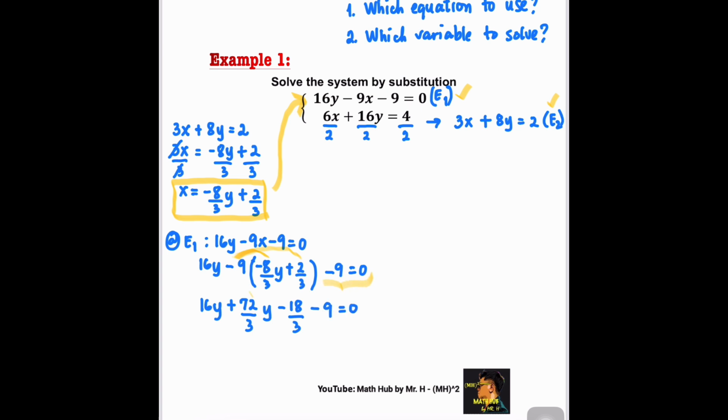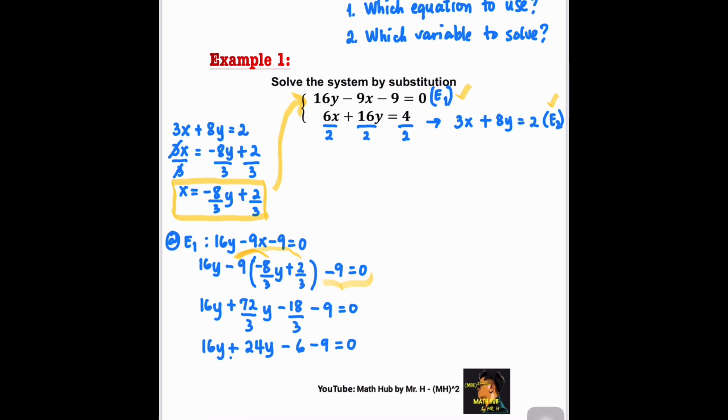Next is we simplify. Okay, we copy 16y plus here 72 divided by 3 is 24. 24y minus 18 divided by 3 is 6. Then copy minus 9 equals 0. So no fractions anymore. Alright, so it may seem a lot going on at the beginning, but as you go along the process, definitely it gets simpler, right?